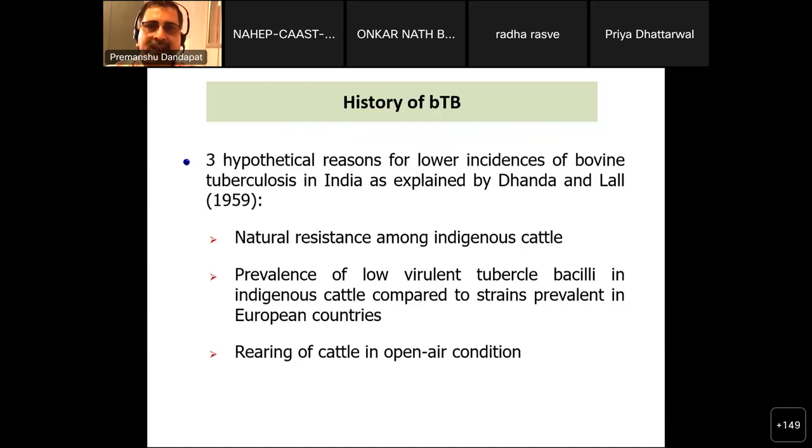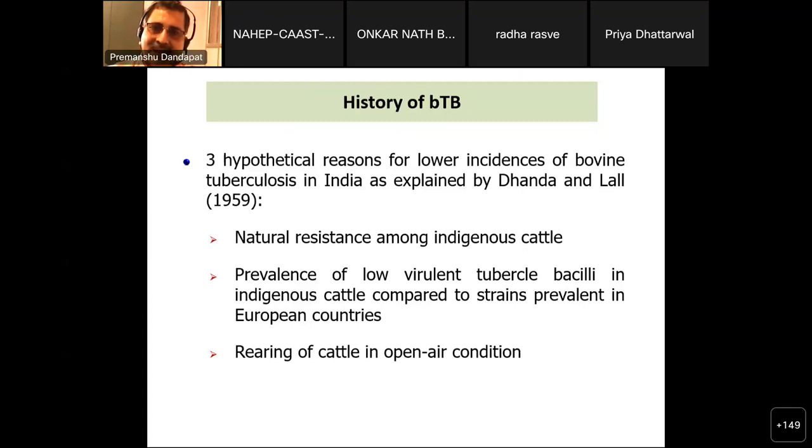And there are three hypothetical reasons for the lower incidence of bovine tuberculosis in India. It was explained that there is natural resistance amongst indigenous cattle, the prevalence of low virulent tubercle bacilli probably circulating in India, and rearing of cattle in the open air system, because at that time mostly organized farms were not that well established. But recently many organized farms have come up in different sectors. All these things have been changing slowly.